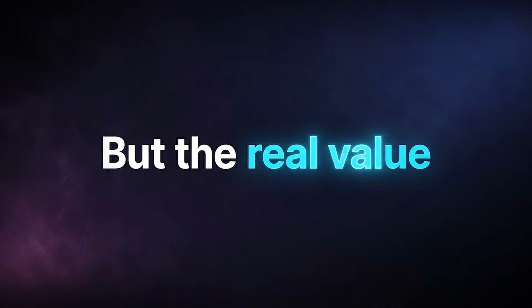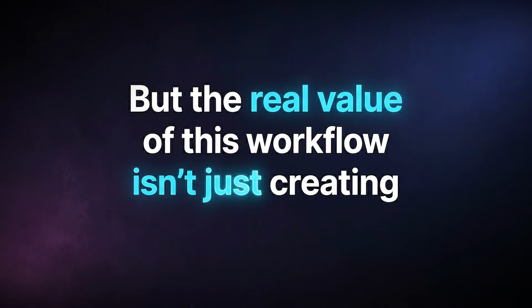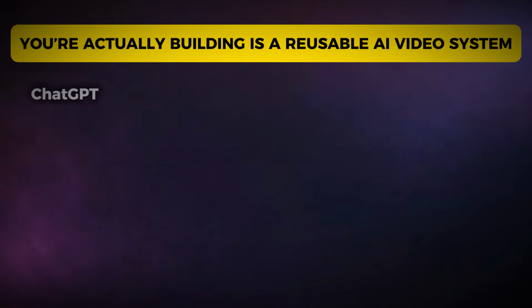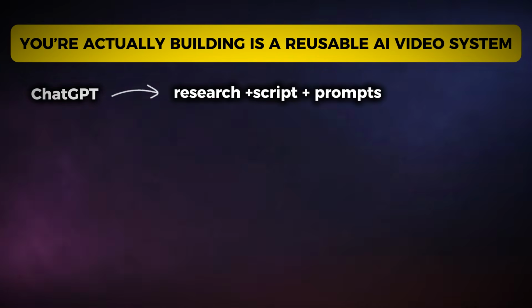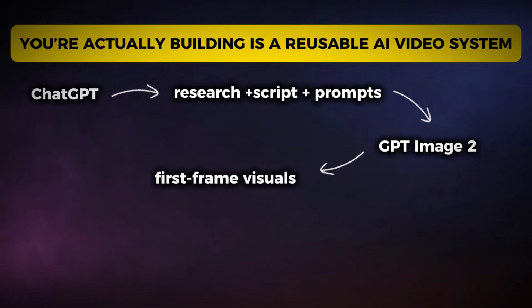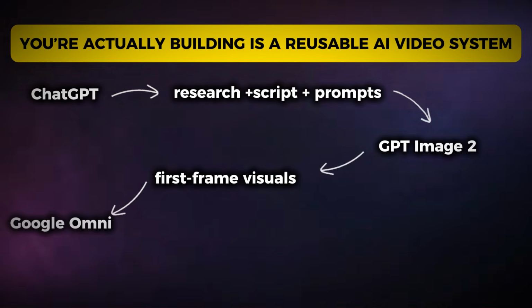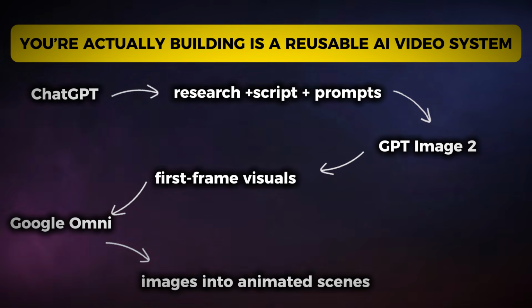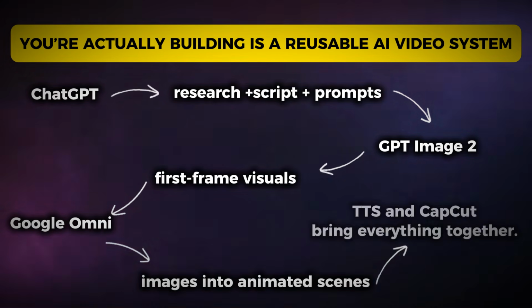Okay, that's the final video. But the real value of this workflow isn't just creating one Vox-Style explainer. What you're actually building is a reusable AI video system. ChatGPT handles the research, the script, and the prompts. GPT Image 2 creates the first frame visuals. Google Omni turns those images into animated scenes. And finally, TTS and CapCut bring everything together.